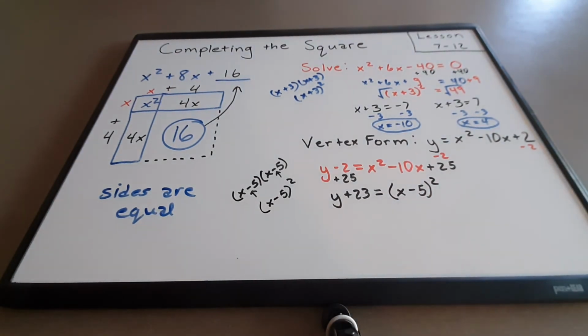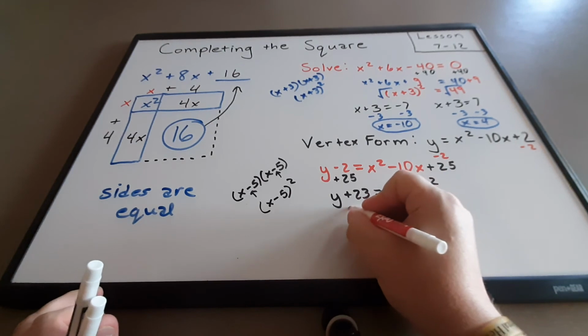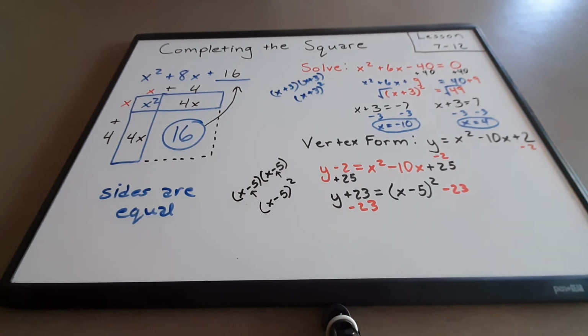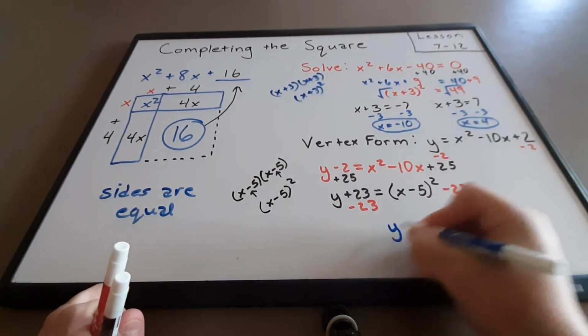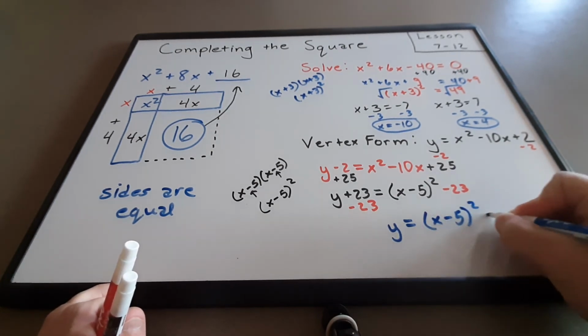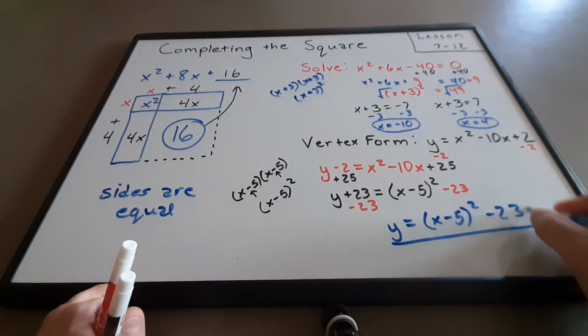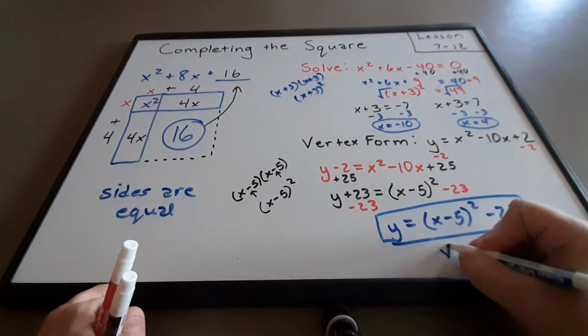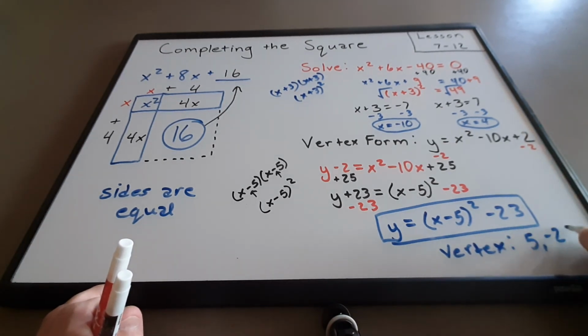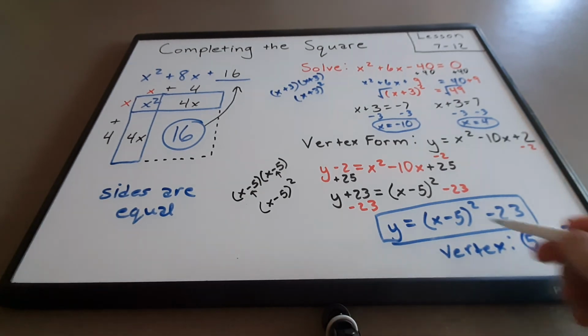We want this in vertex form. Well, it's close, but it's not quite there. What we want to do is move the 23 to the correct side. So here it says add. We're going to subtract 23 on both sides. And that's going to leave us with vertex form: y equals x minus 5 squared minus 23. So this is now in vertex form. And if we need to, we can figure out that the vertex is 5, negative 23. Because if you remember, 5 creates this being a 0, and this stays exactly how it says.